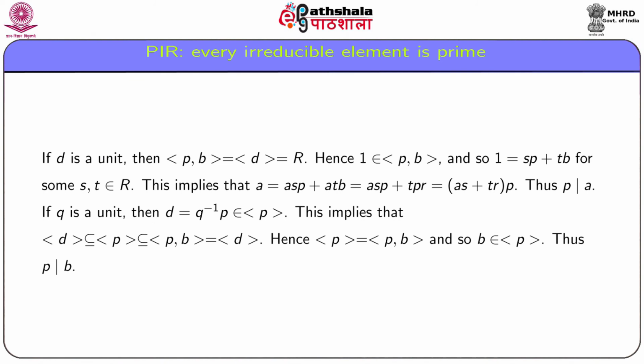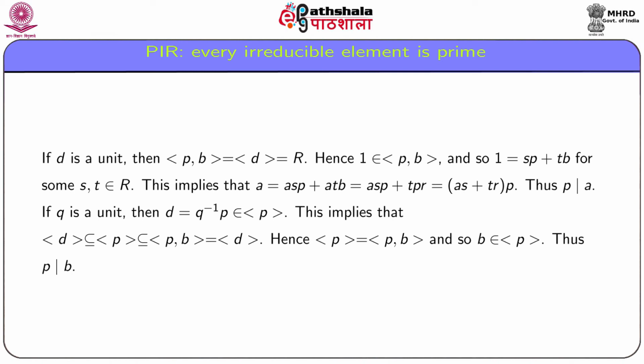If D is a unit, then the ideal generated by D becomes the whole ring R, and hence 1 belongs to the ideal generated by PB, that is, 1 becomes SP plus TB for some S, T in R. Multiply A to both sides and it follows that P divides A.